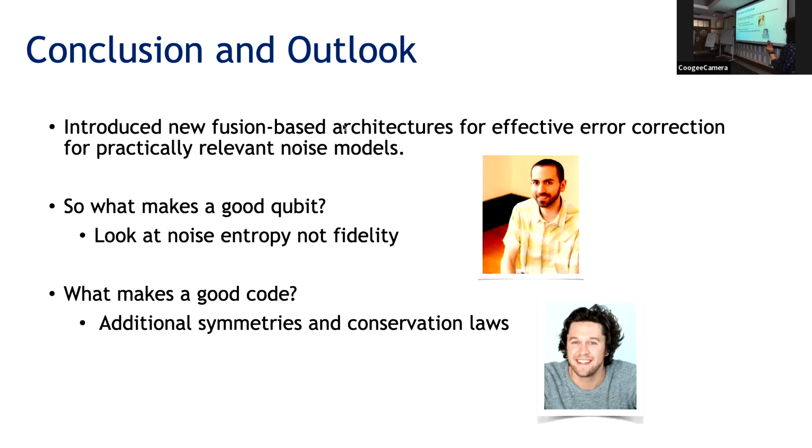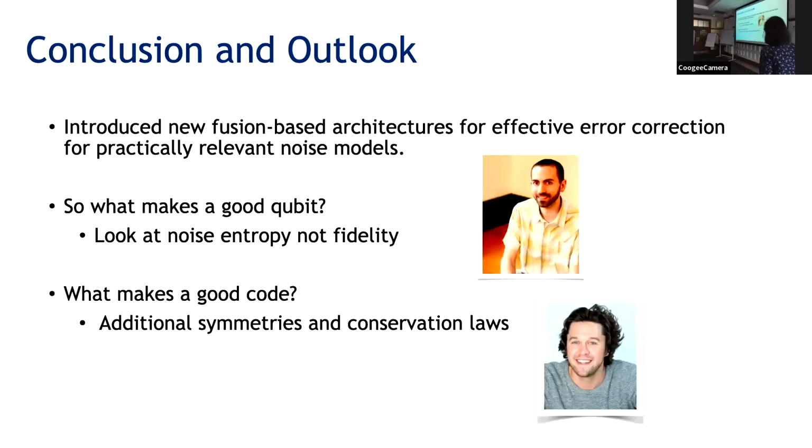This idea of looking at noise entropy was introduced to me by Steve Fleming. And of course, what makes a good code is you need to find codes that have additional symmetries to the noise happening in your system, which was the idea introduced to me by Ben, who's right here. And he has a very nice paper on this. I had referenced it earlier somewhere in the slides. I forgot to put it here.